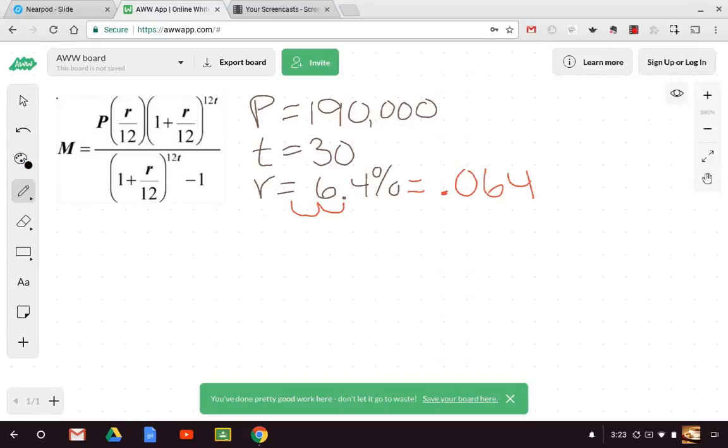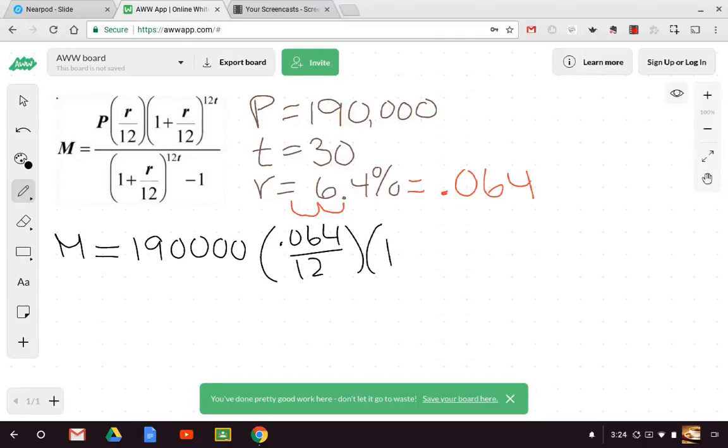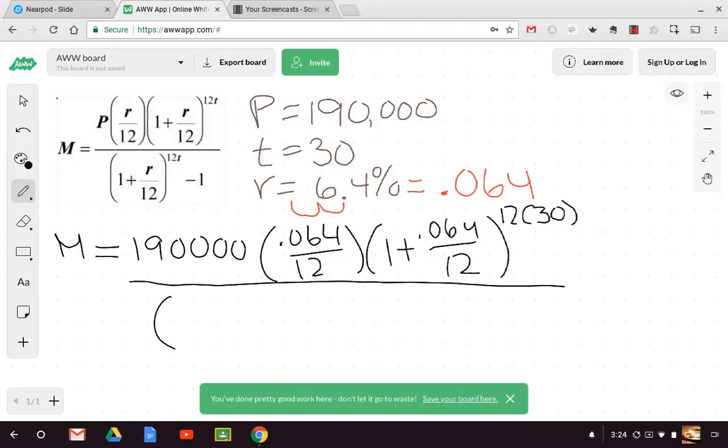Now that we have everything set up, we're going to plug all of our knowns into our equation. And what we don't know is the M. We don't know what our monthly payment's going to be. So plugging it in, we have our 190,000. Our rate, making sure we use the decimal, not the percent, divided by 12. 1 plus our rate again, divided by 12 again. And that's going to be to the 12 times t, which is 30 power. And then in our denominator, we're going to do 1 plus our rate, divided by 12, to the power of 12 times our time again of 30. And don't forget about that minus 1 down on the bottom there.